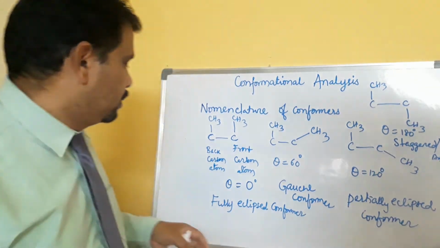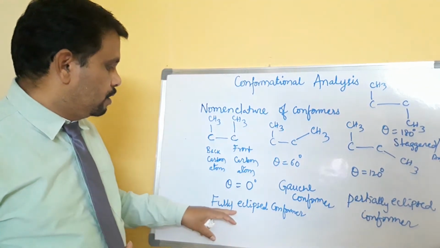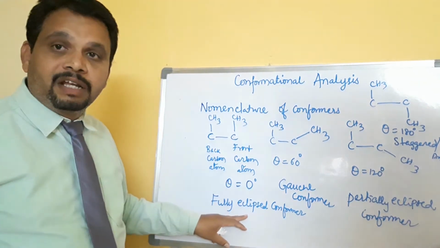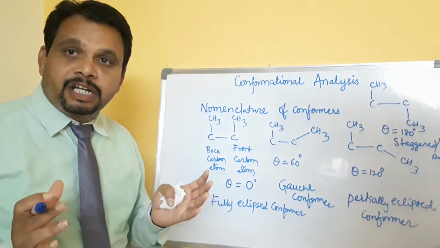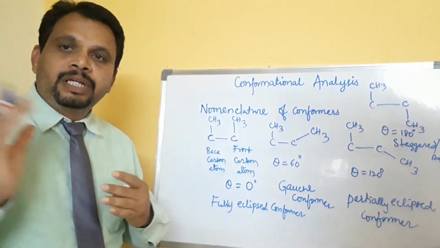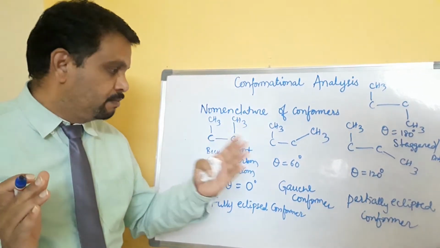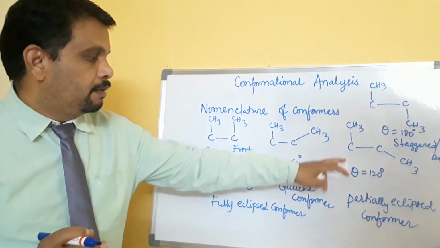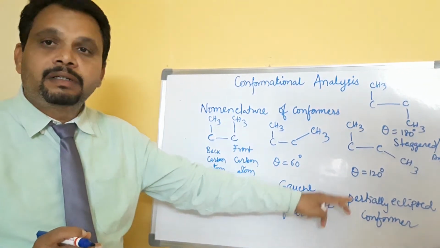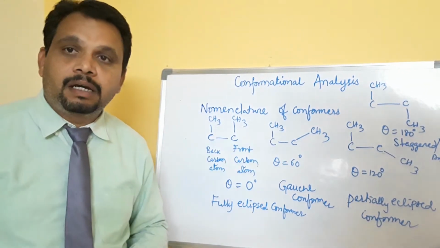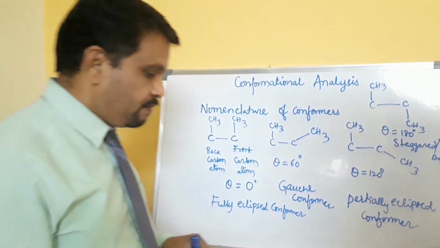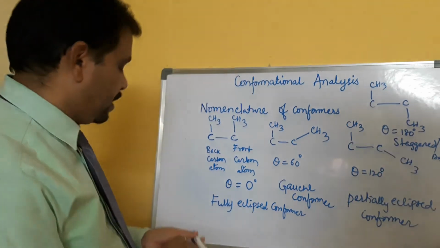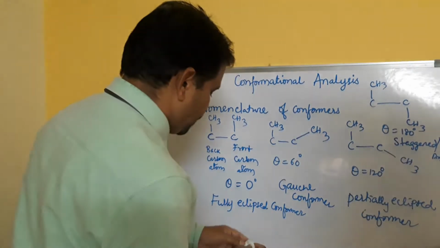So mostly you will get the fully eclipsed conformer, the gauche conformer. In the gauche conformer you have the P gauche and the M gauche conformer, and the partially eclipsed conformer, and finally the staggered or anti-conformer. So conformers can be classified into four types, right?